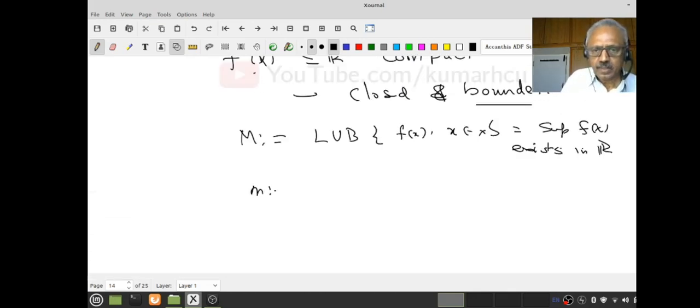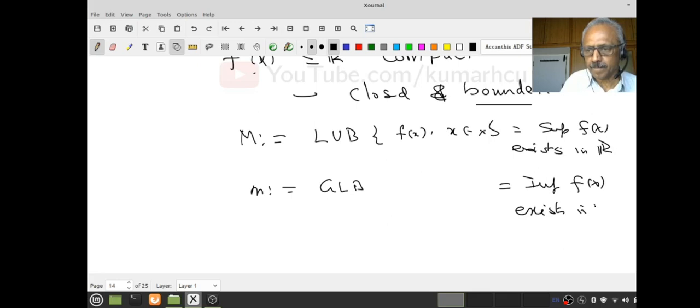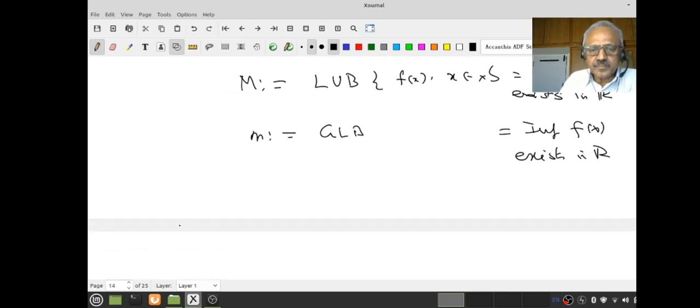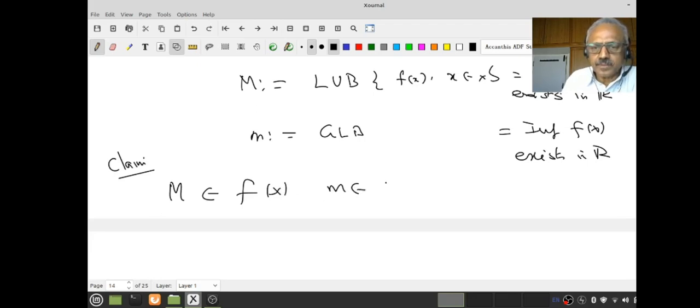And similarly, the GLB, which is the infimum of f(X), exists in R. Right? Now what I want to claim is, this is a claim, capital M belongs to f(X), and similarly little m belongs to f(X). Now, what does this really mean? Try to understand.